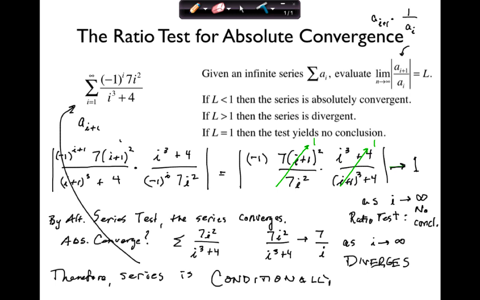Did you follow all that? So the ratio test yielded a limit of 1, which means no conclusion. We saw the alternating series test applied. By the alternating series test, it meets the requirements, and so it converges. But then we went further and said, does it converge absolutely or not? To look at absolute convergence, we take the absolute value of this, so the series has all positive terms. We showed that was essentially the harmonic series, which diverges. So the conclusion is that the series is conditionally convergent. It needs that -1 to the i to converge. Okay, any questions?